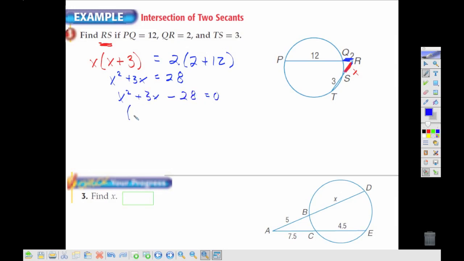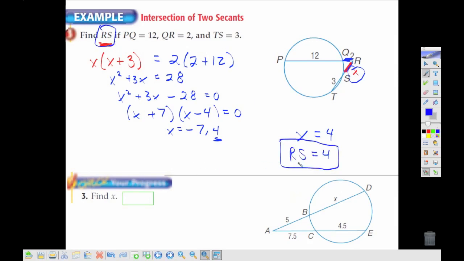We'll solve it by factoring. (x plus 7)(x minus 4) equals 0, giving us x is negative 7 or 4. Now we should look at this. It doesn't make sense to have a length of negative 7 here, so we're going to use the 4, and our answer is just x equals 4, or really they asked for RS, so we'll answer this as RS equals 4.